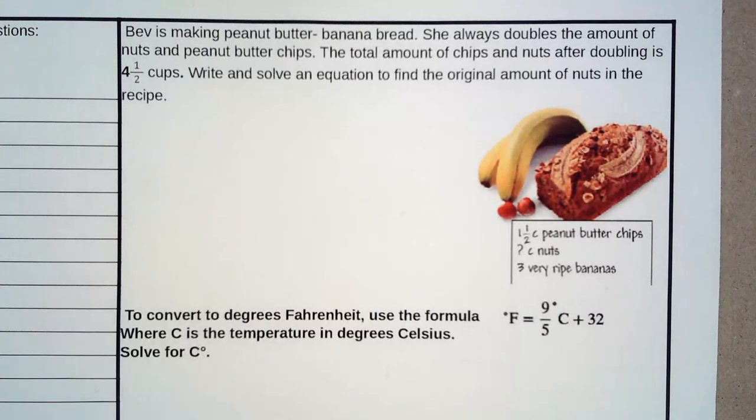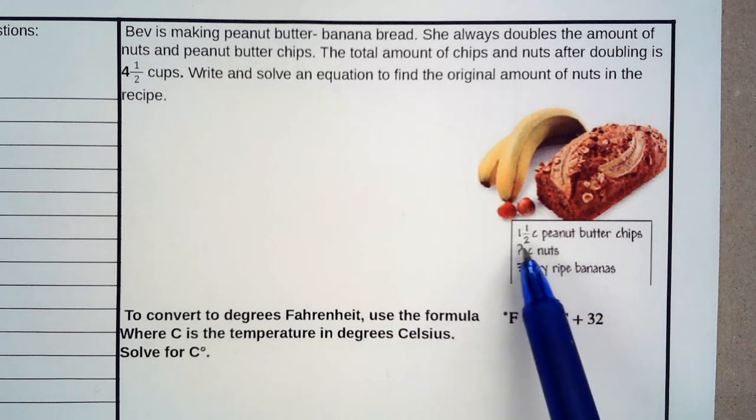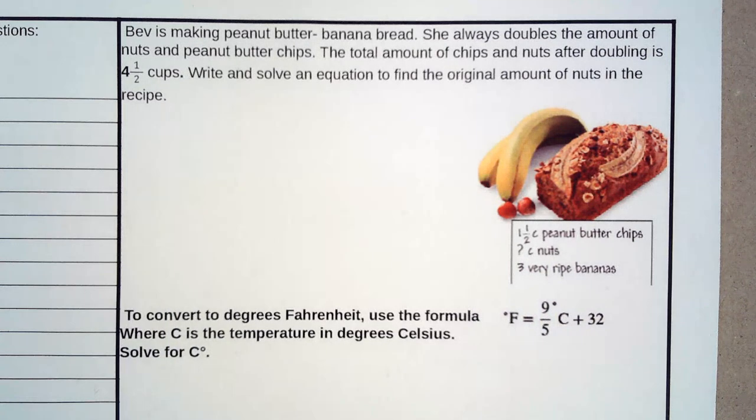Oh, we're cooking peanut butter banana bread. Bev is making peanut butter banana bread. She always doubles the amount of nuts and peanut butter chips. The total amount of chips and nuts after doubling is 4.5 cups. Write and solve an equation to find the original amount of nuts in the recipe. So if we're looking down here, we take 1.5 cups of peanut butter chips plus some number of nuts, and we end up with 4.5 cups.